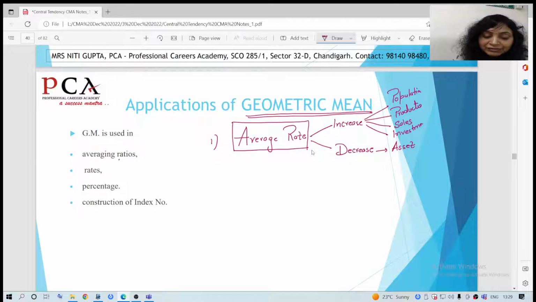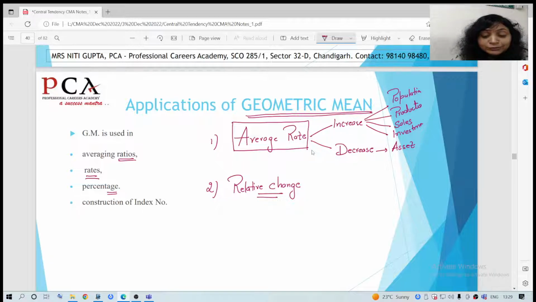So it helps in finding out average ratio, average rate, percentage, and the most important is that geometric mean helps in computing relative change. Relative change means change in relation to some other factor. So whenever you have to find out relative change, the geometric mean is the ideal average.